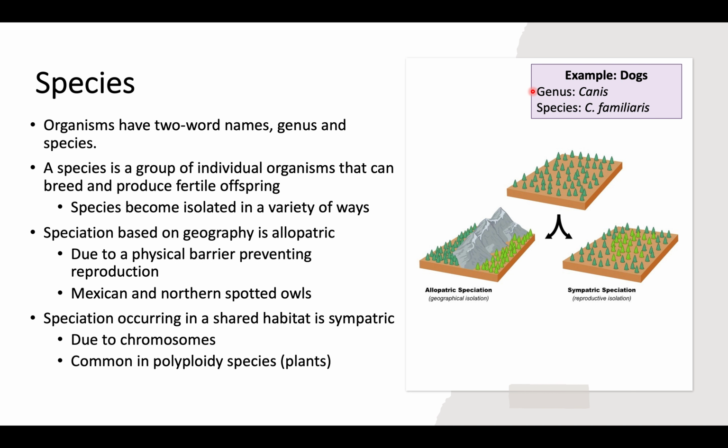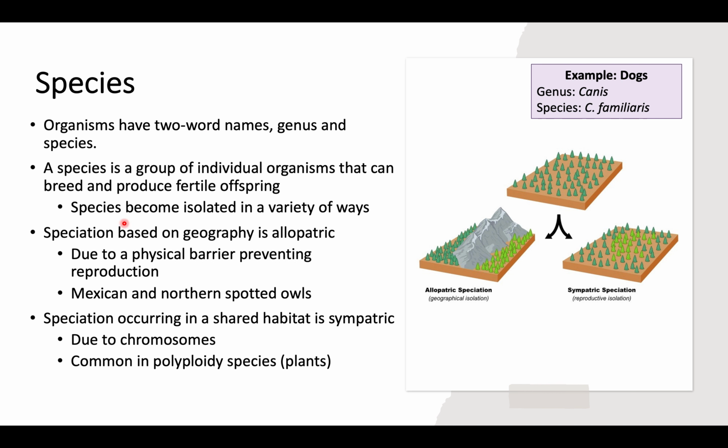Species become isolated in a variety of ways. For example, the human species is a group of individual organisms that can breed with each other and produce fertile offspring. Same thing with birds, same thing with fish. There are certain species of birds, certain species of fish, and obviously dogs are a species. Basically, it's any group of individual organisms that can reproduce fertile offspring.